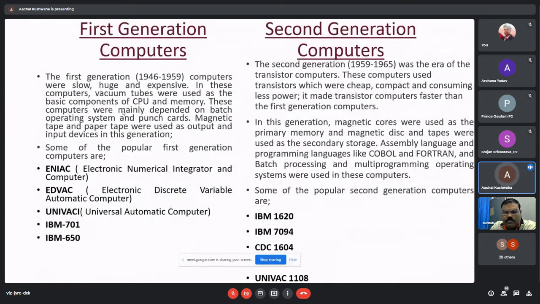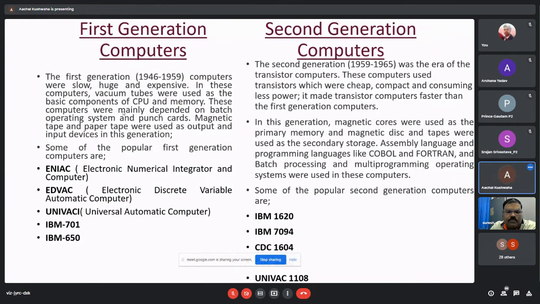The first generation of computers were very slow, large, and expensive. In this, vacuum tubes were used as the basic components of CPU and memory, and this was based on batch operating systems and punch cards. Magnetic tapes and paper tapes were used as output and input devices. Some of the popular first generation computers were ENIAC, EDVAC, UNIVAC, IBM 701, and IBM 650.